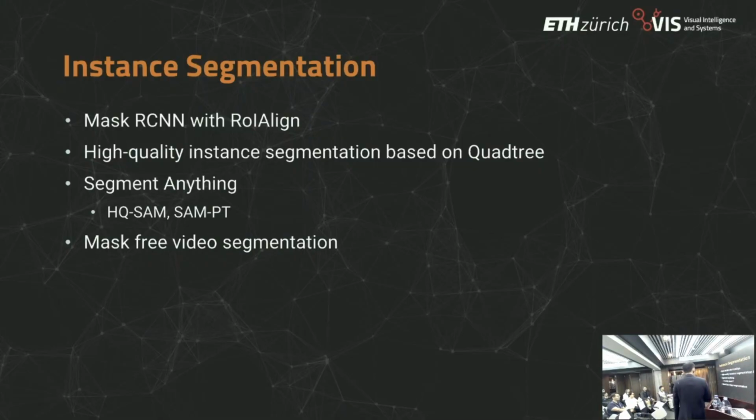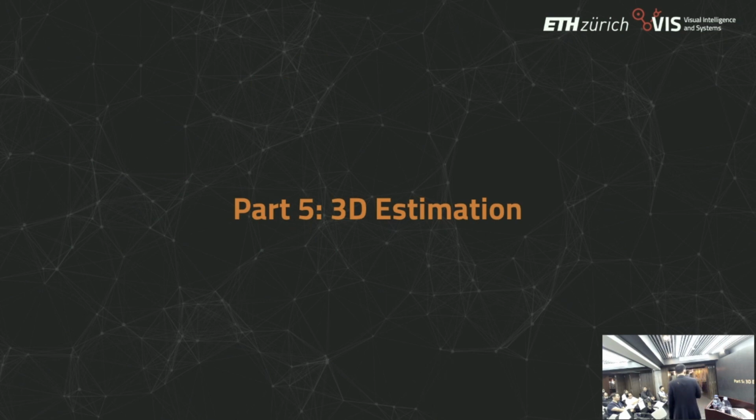Okay, so here is a brief summarization for the segmentation. Now from bounding box we can get pixel level labeling, and our pixel labeling can generalize well to a very large domain. So now let's try to lift our 2D estimation to 3D.